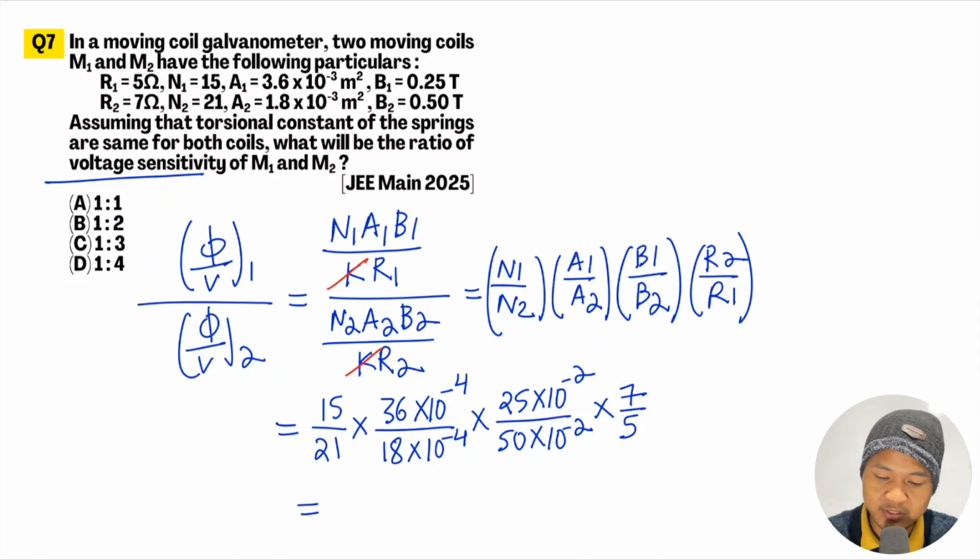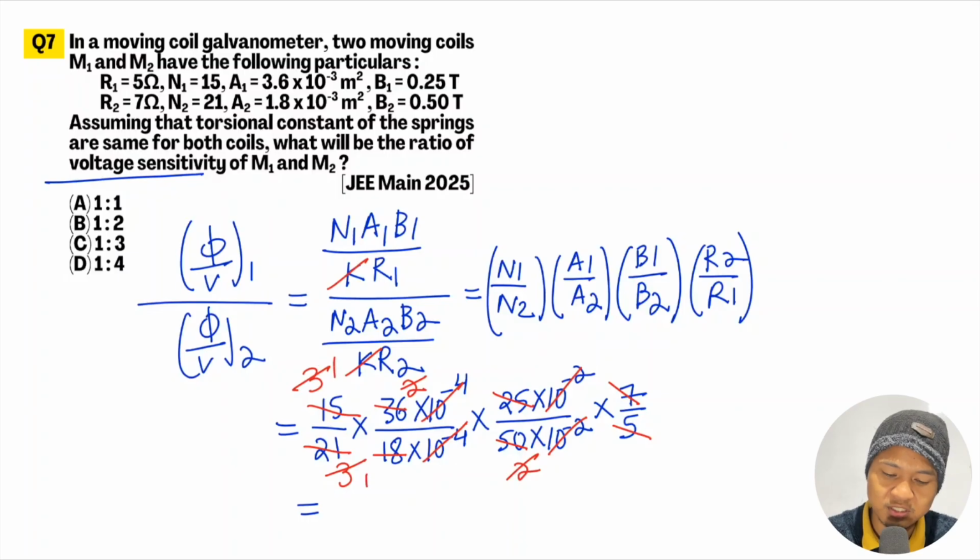So, solving that: the powers minus 2, minus 2, minus 4, minus 4 cancel. 25 into 2 is 50, 18 into 2 is 36, so 2 gets cancelled out. 5 threes are 15, 7 threes are 21, so 3 gets cancelled out. Finally you'll have 1 by 1. So the ratio is 1 is to 1. Okay, so option 1.